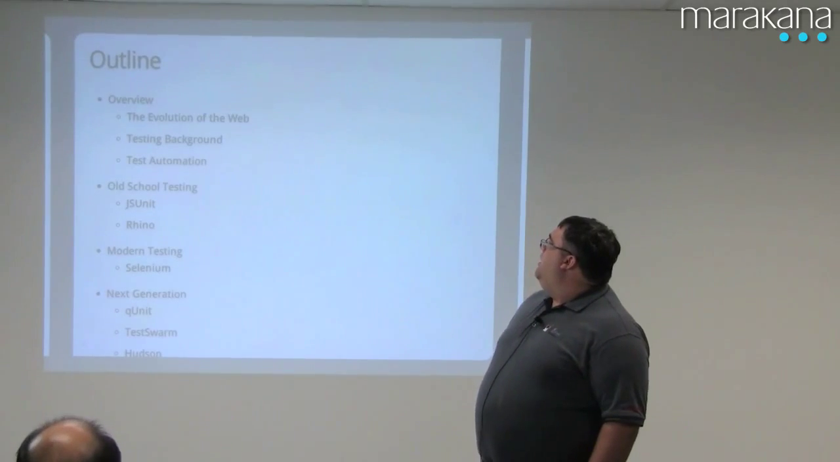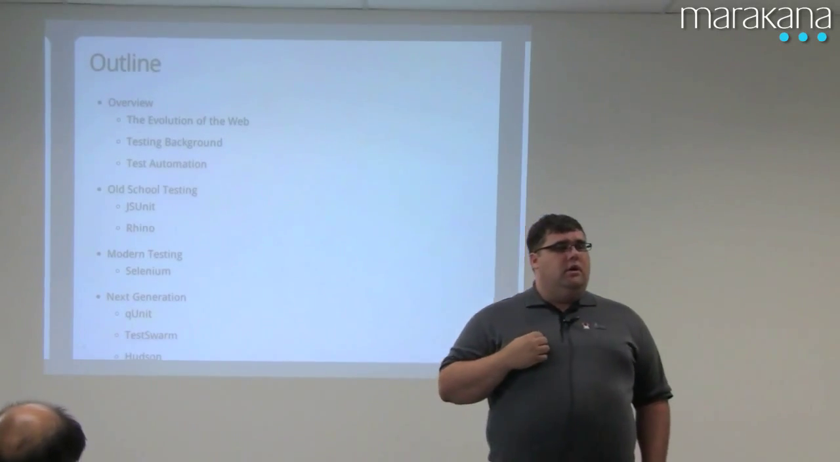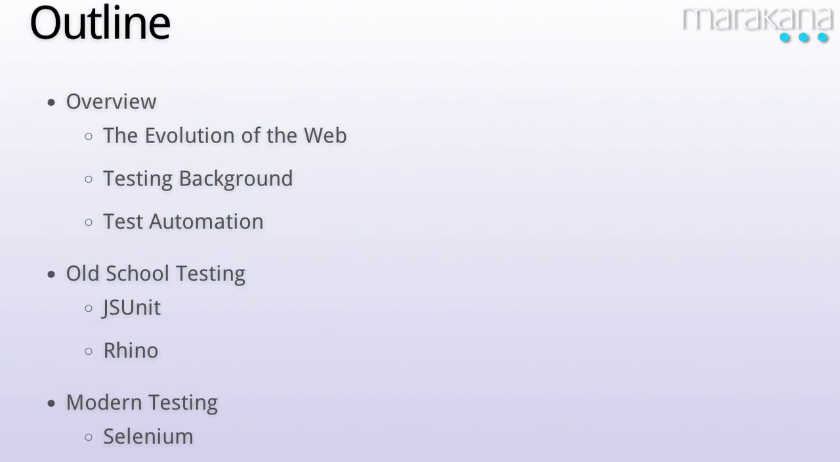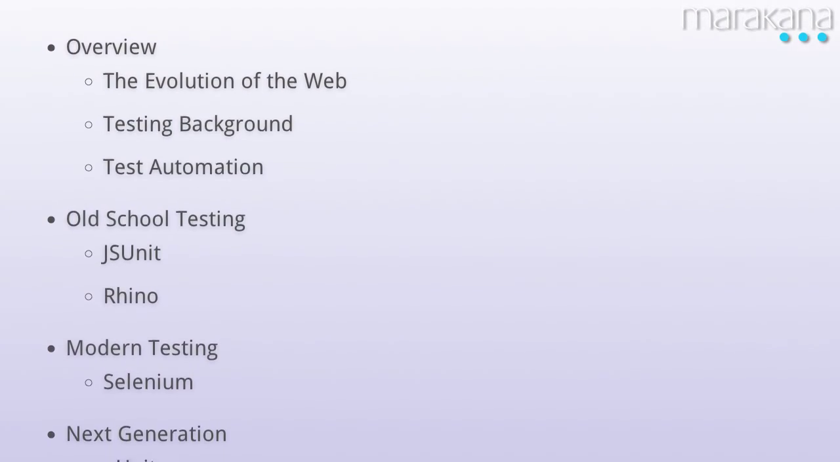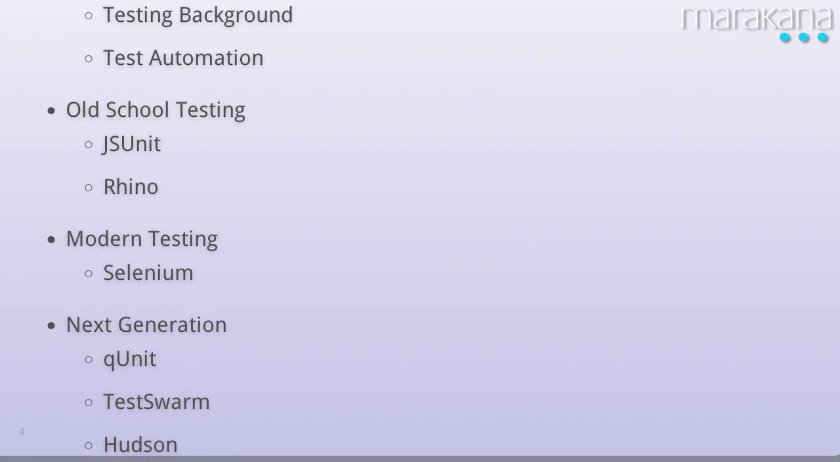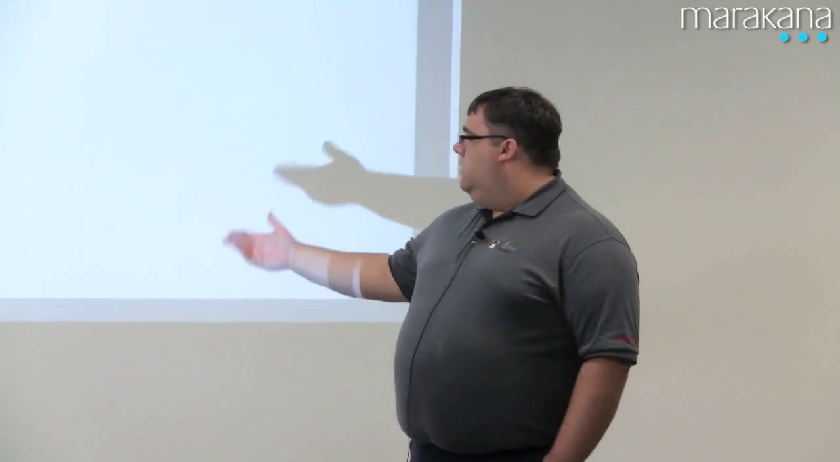So, the outline: we'll talk about the evolution of the web, just one slide. Some testing background, talk about automation, why you need these things automated. Monkey testing is not acceptable. Look at the evolution of how we got here, old school browser-based things you may be familiar with, their limitations, moving into what most people are doing today with Selenium. And then finally what I'm here to talk about, or at least somewhat recommend as one option, is something called TestSwarm, and how you can integrate TestSwarm into your environment, continuous integration, things like that.